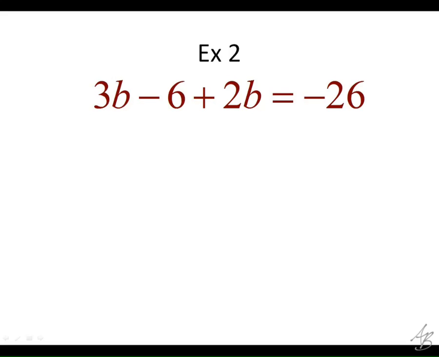So in example 2, we have 3b minus 6 plus 2b equals negative 26. So go ahead and write that down and let's talk about what we need to do. And we're just going to use those steps that you just wrote down. First step says simplify each side of the equation. The right side of the equation can't simplify, can it? Can we simplify negative 26 any more than it is? No. But the left side, there's some stuff I can simplify.